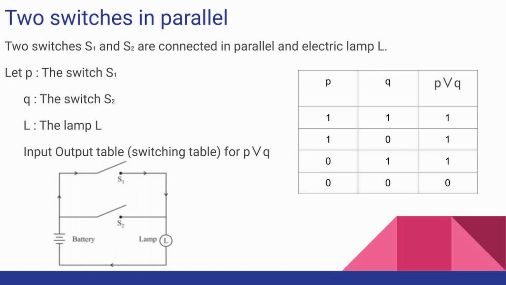This is our diagram for two switches in parallel. Whenever there are two switches in parallel, S1 will be above, S2 will be below. Then we have a battery and lamp connecting both the switches. The current flows from left to right.